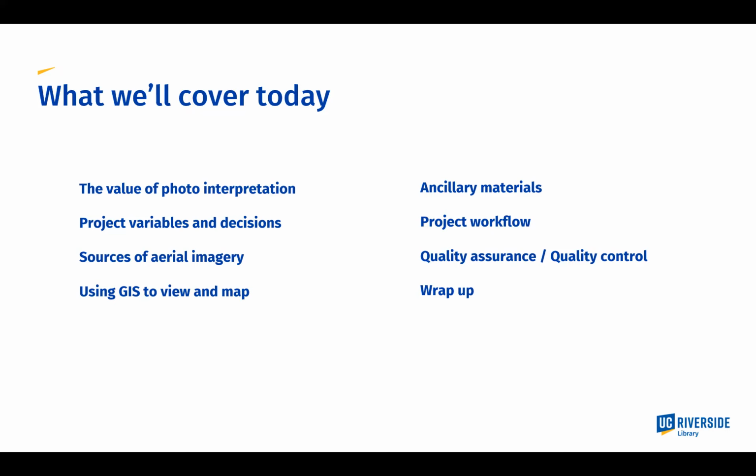Most of the time, people will probably be using GIS to do their mapping. So we're going to take a little bit of a look at what's involved with that. When you do some mapping from photo interpretation, you're going to probably want to make sure that you have some other information, some ancillary materials to refer to. So we'll talk about some of that. I have one slide on project workflow, a couple of slides on quality assurance and quality control, and then we'll wrap up.